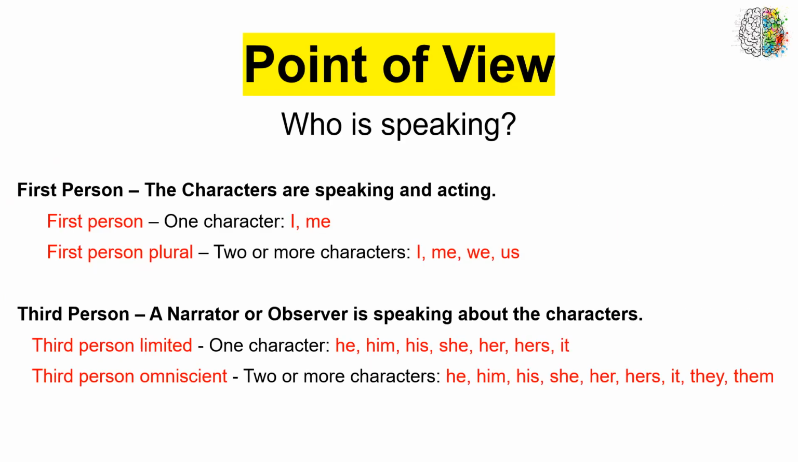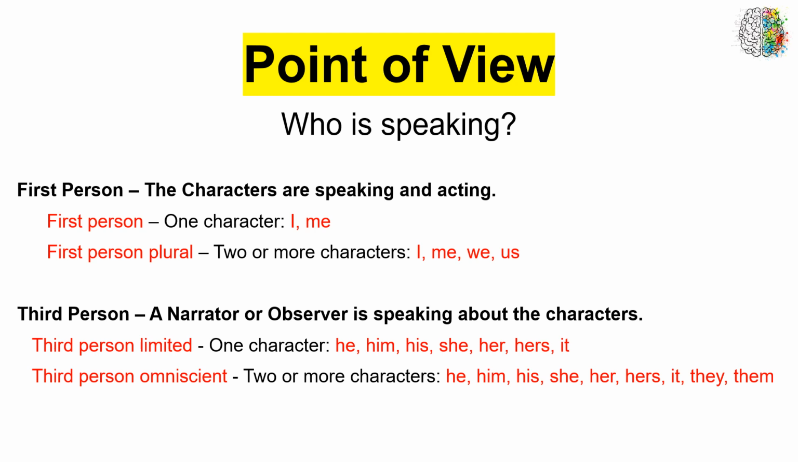Point of view questions are asking you who is speaking. We can identify who is speaking by looking at the pronouns used in the passage. First person is when the characters are speaking and acting. First person is one character speaking, and that will have the pronouns of I and me. First person plural will be two or more characters speaking directly. We'll see that with the pronouns I, me, we, and us.